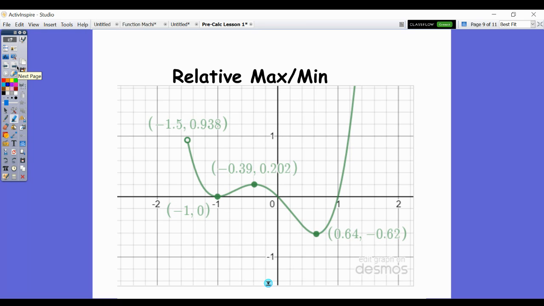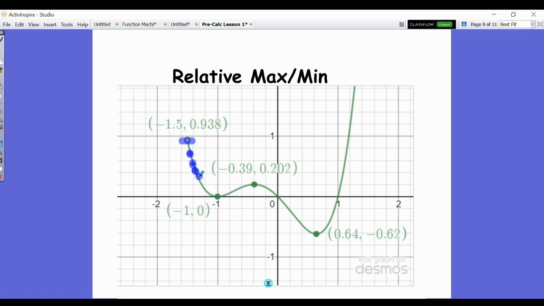So each little turn point, so that's basically when you start changing directions, is a potential maximum or minimum. So I can see if I'm traveling on my graph, I'm going to start here, this high point of 938 thousandths. That's a high point for that particular location. That's a relative maximum. And then I travel down my graph.